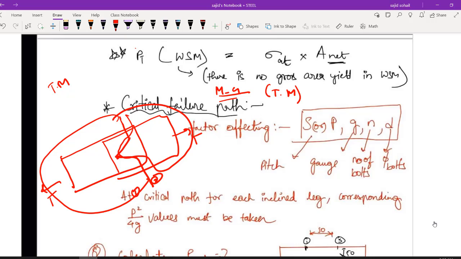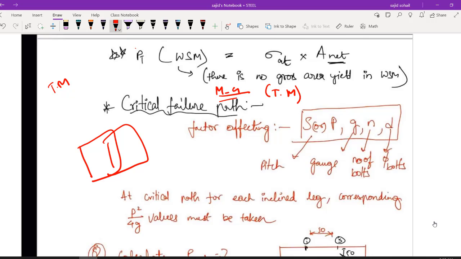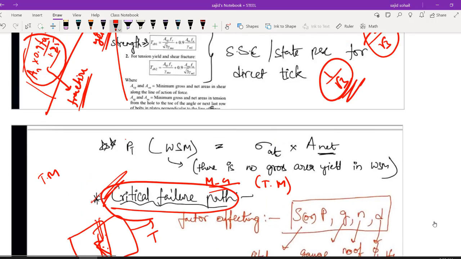You should find out in which path you are getting the minimum strength, because if you are applying a certain amount of force, obviously if that force is more than the minimum value, then उस path में वो fail होने के पूरे chances हैं, right? That is the main reason why we should know what the critical failure path is. The question will be given like: what is the minimum strength of this plate? If you know in which plane it is going to fail, then obviously you know the minimum strength. I hope it is very clear.